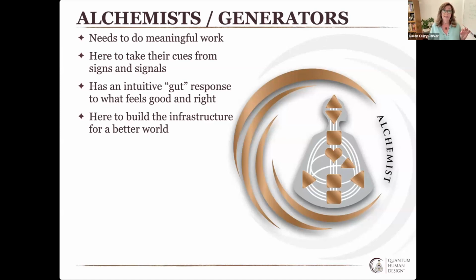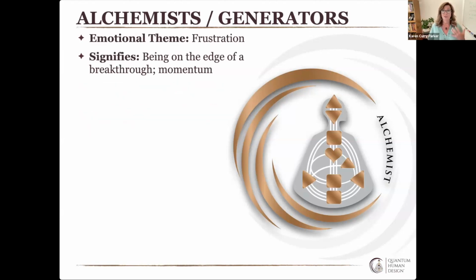Now, the alchemist has an interesting challenge, because the alchemist really, in the highest expression, is not just a worker. That's one aspect of the alchemist. But really, the alchemist is here to learn how to learn. You become an expert at life, at being here on the material plane as an alchemist, through the process of learning and ultimately learning how to learn. If you don't know how to learn as an alchemist, you run the potential of getting stuck in the shadow side of the emotional theme for the alchemist. And that emotional theme is frustration.